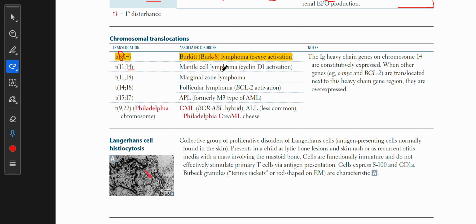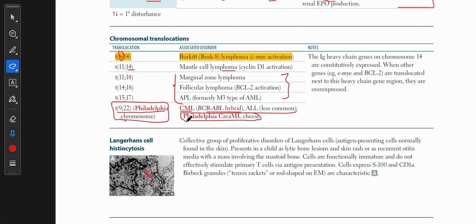11 to 14 in mantle cell lymphoma, cyclin D1 activation. 11 to 18, 14 to 18, and 15 to 17 can all be present in marginal zone lymphoma and follicular lymphoma, BCL2 activation, and also in APL, which is the M3 type of AML in FAB classification. And 9 to 22 is the Philadelphia chromosome. Out of these two, the most important to remember is the Philadelphia chromosome in CML, chronic myelogenous leukemia, where the BCR-ABL hybrid occurs, and in ALL, which is less common.